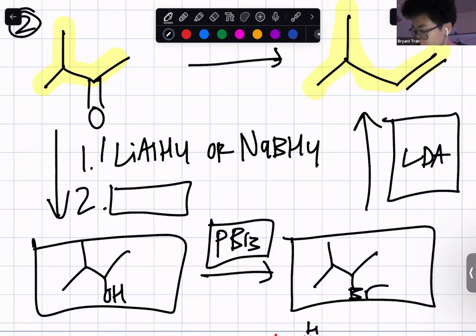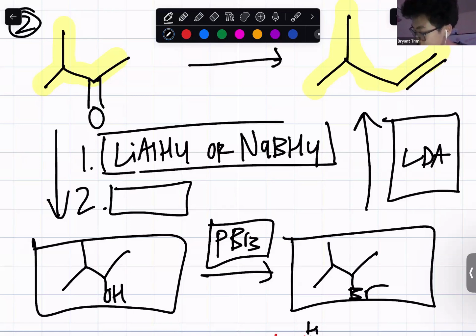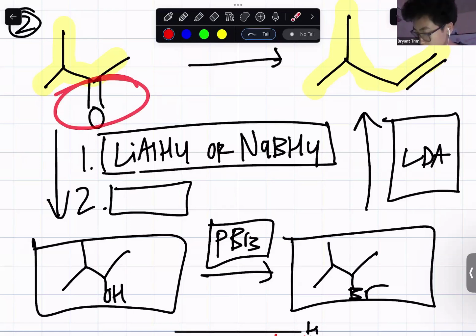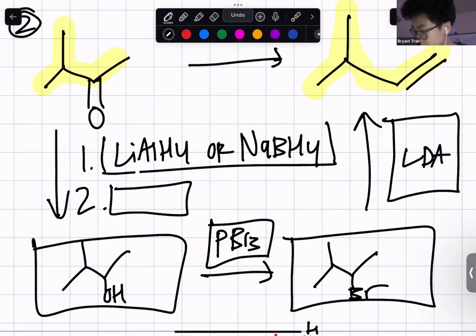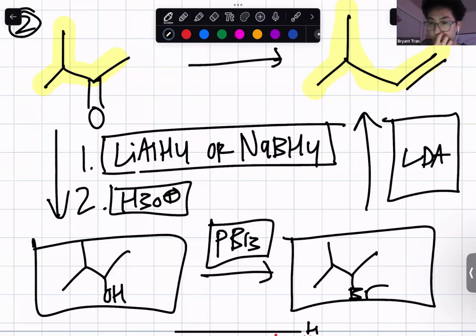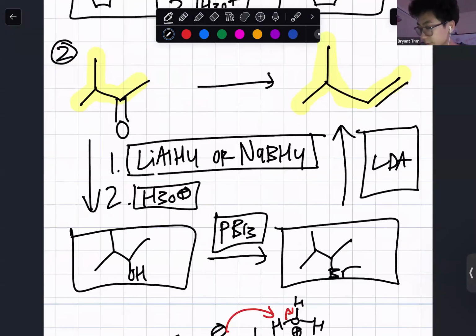Yes. These are your reducing agents, right? Those would reduce the ketone into the alcohol. And a second step, acid workup, H3O plus, like that. Okay. So that's that for the synthesis.